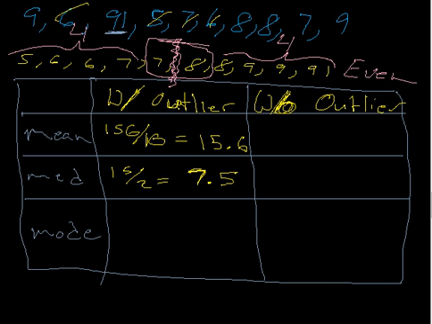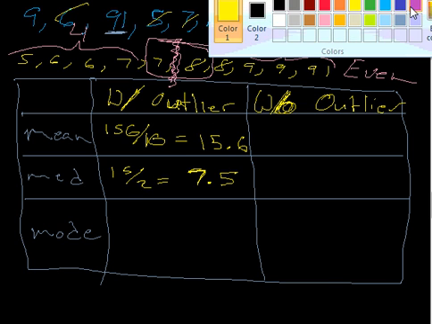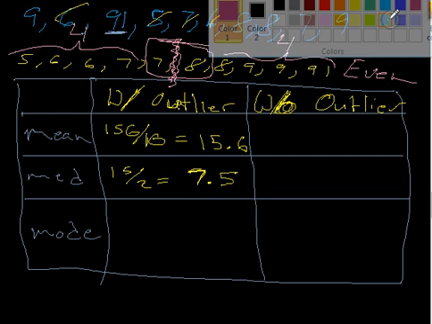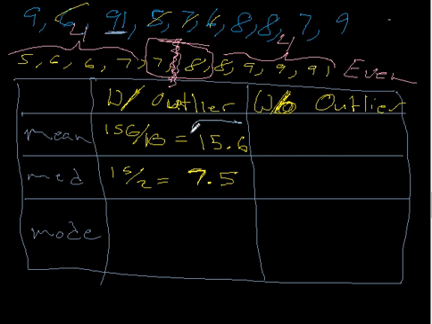So, hey, guys, look here. The mean and the median already, when the outlier is included, these two values are pretty skewed. They're not that close together, are they?